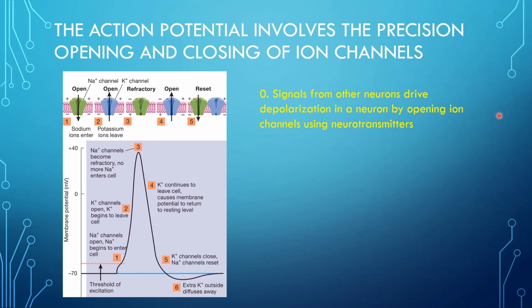We need some drive from another neuron to open these ion channels that we were just talking about. And that means that we have to have some sort of a neurotransmitter come bind to one of these receptors in order to open the channel. And this is what happens in order for us to initially reach this threshold of excitation. So that's the first step. We have a threshold of excitation that's met because we've had some chemical signal come in.